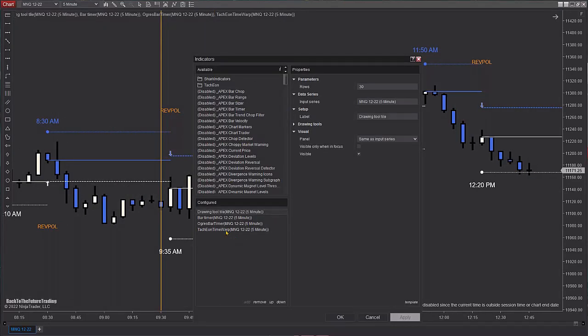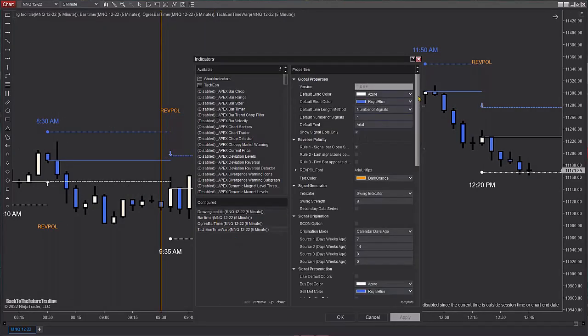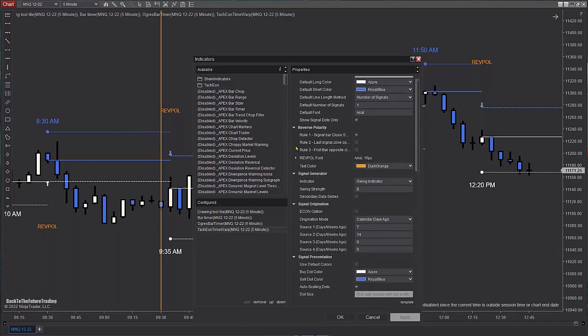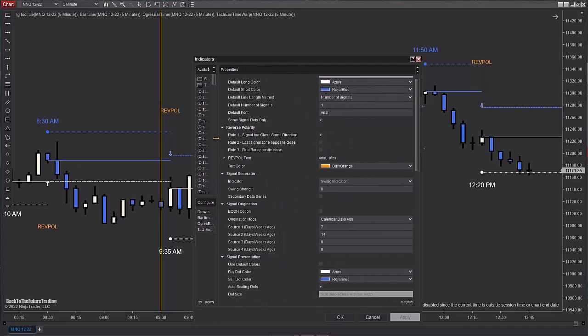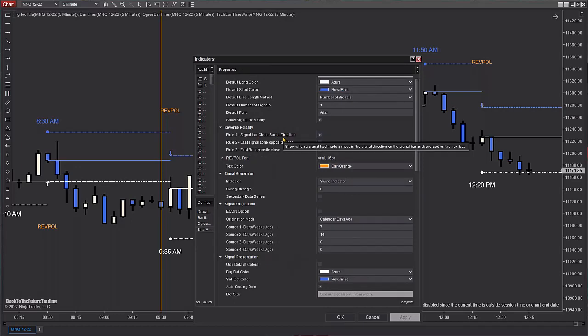This should prove to everybody that I am pretty much just a customer. But hey, the learning is never done, especially with amazing tools like this. Okay, so signal bar close, same direction. I thought that's all it was. I didn't realize that it was show when a signal has made a move.